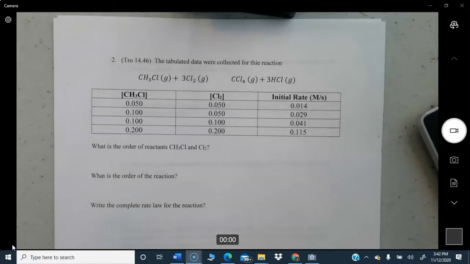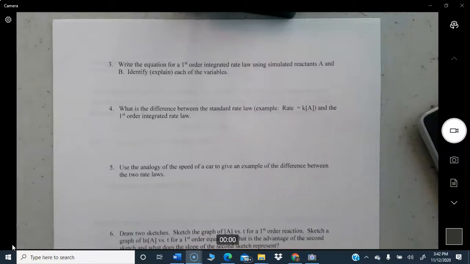Okay, number 2 is exactly the same type of problem as on the first page. In fact, it comes from the same book. It's actually the next problem in the book. So I'm going to leave that one for you to do entirely on your own. Let's go on to the next page.